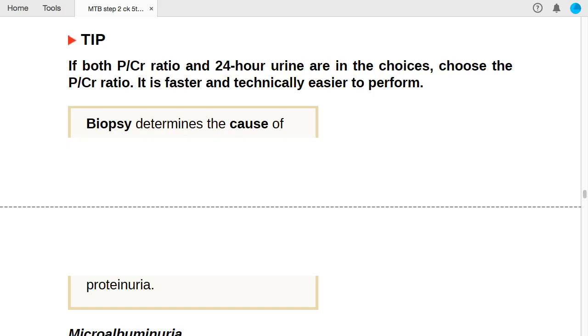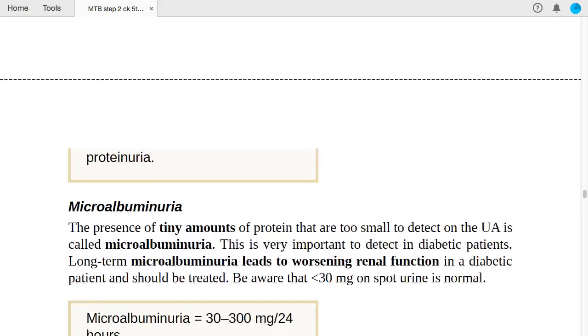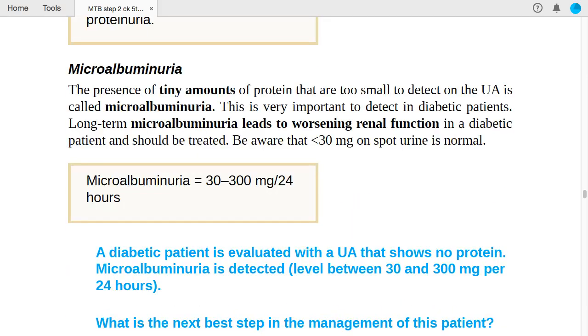Now we're coming towards microalbuminuria. The presence of tiny amounts of protein that are too small to detect on the urinalysis is called microalbuminuria. You won't be able to detect it on urinalysis. This is very important to detect in diabetic patients and long term. So it's important in diabetic patients.